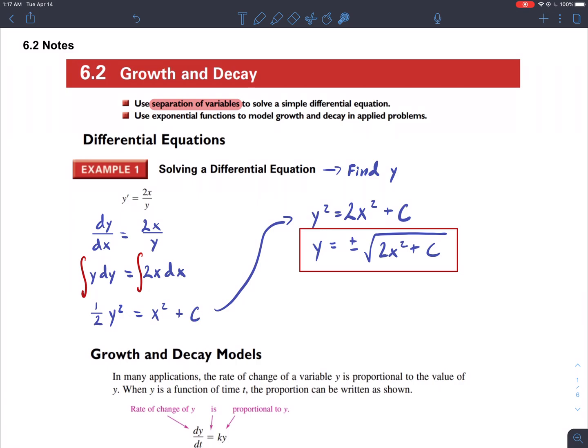Because if you notice, if you solve for c, what you're looking at is an ellipse. This formula actually represents an ellipse. All right, let's move on.